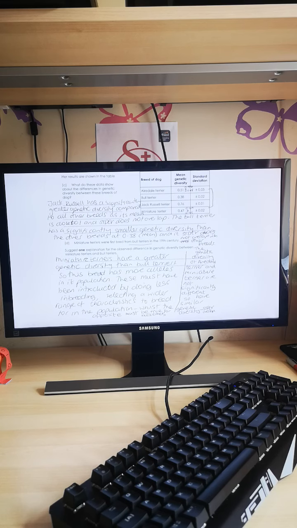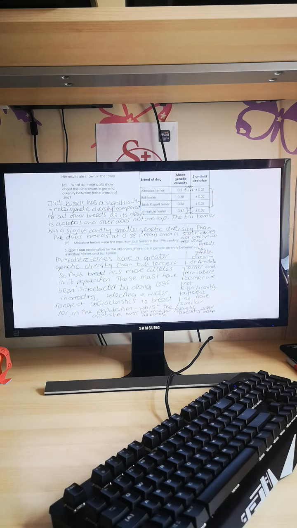So I've gone first for the Jack Russell. When I looked at the Jack Russell, the standard deviation is tiny. Okay, so it goes from 0.75 to 0.76. It's only got a standard deviation of 0.01. So I didn't even need to really look, write it on anywhere. I was confident I would be able to say it has a significantly greater genetic diversity compared to all other breeds. Okay, but they want me to put evidence to support this. Okay, so I've said as the mean is closest to 1, and the standard deviation does not overlap. Okay, so the standard deviation does not overlap with any of the other breeds' genetic diversity. So that was a good 1 mark.